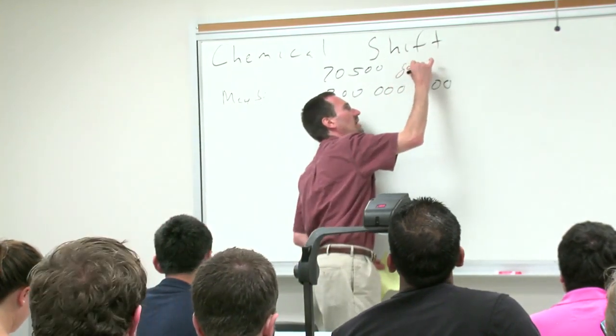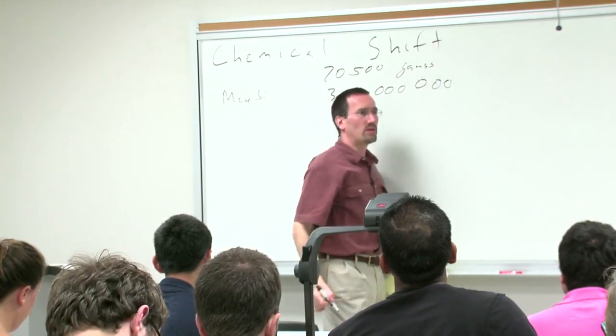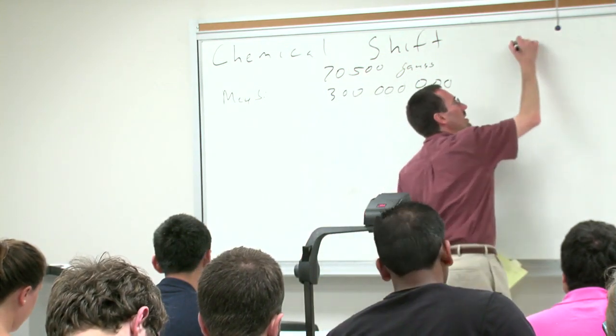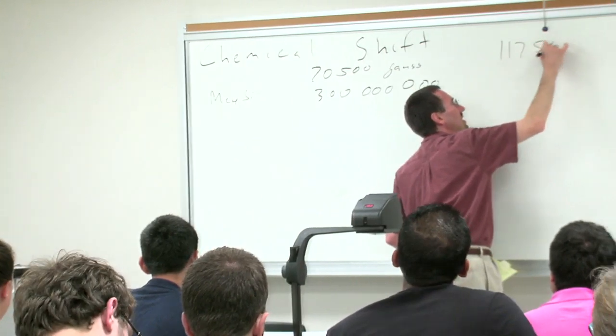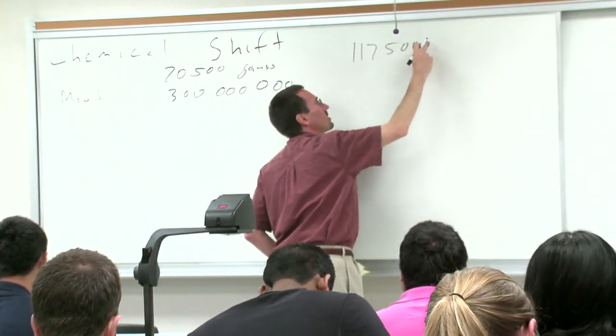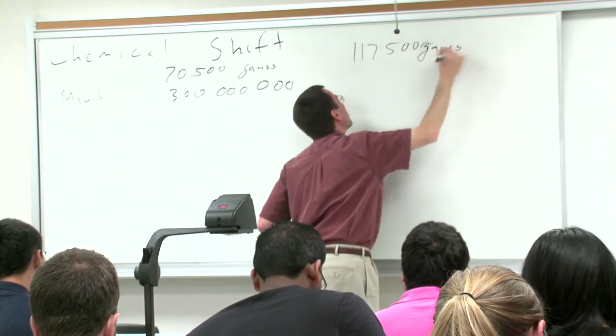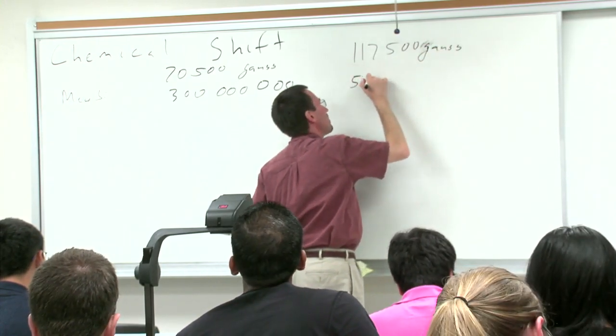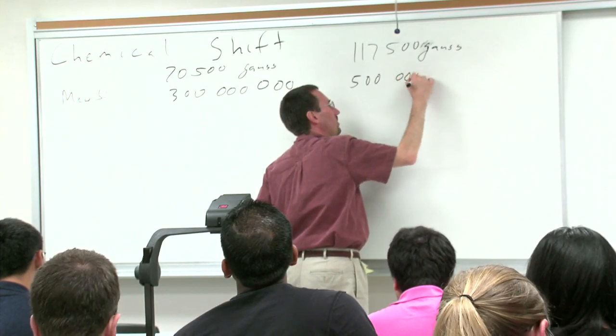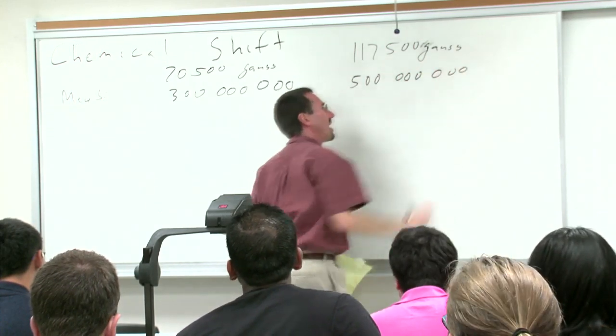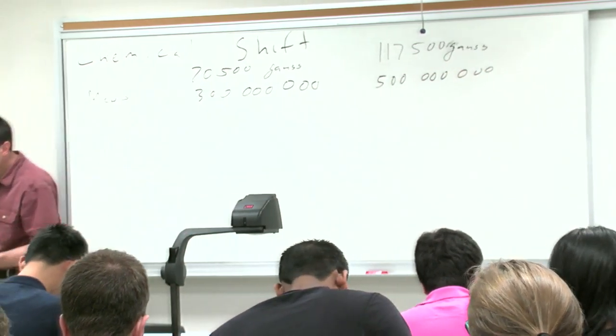If we take that same molecule of TMS and put it into a 117,500 Gauss magnet, then TMS undergoes precession and flips its spin at 500 million hertz.